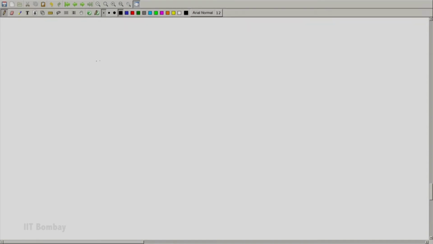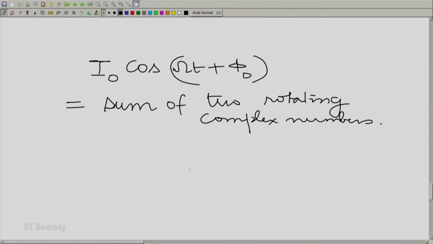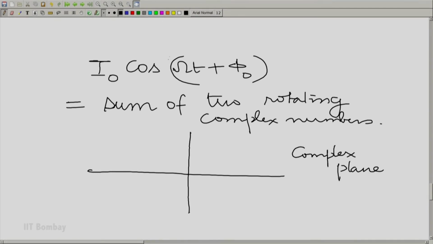On the other hand, let us adopt a slightly different paradigm or view of a sinusoid. So, let us go back to the original sinusoid that we had. The original sinusoid that we had, the current sinusoid, was I0 cos(omega t plus phi 0). And we could think of this as a combination of two rotating complex numbers. So, visualize this to be the complex plane here, and let us draw two rotating complex numbers in this plane.